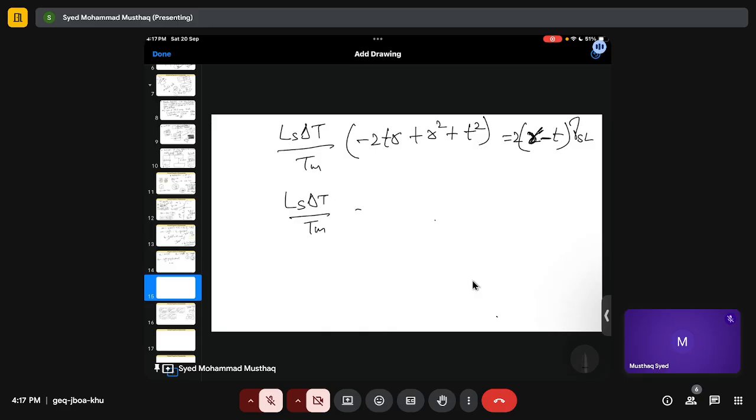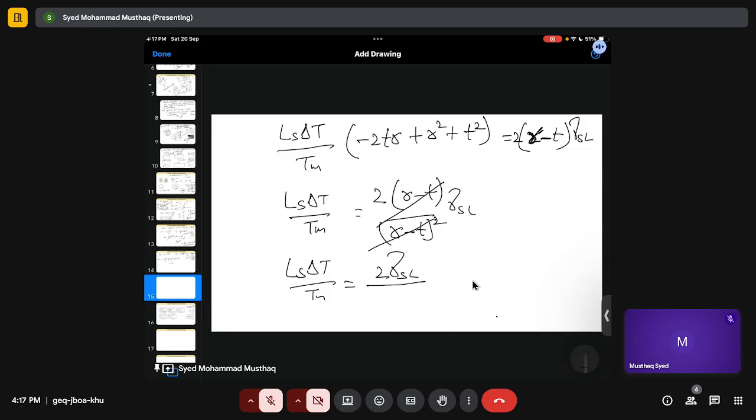How does this look? This looks like T minus R minus T whole square. You can take anything. (T minus R) whole square and (R minus T) whole square will give you the same value because you have a square, right? It will not change anything. 2 (R minus T), and this is (R minus T) whole square. This comes so Tm, 2 gamma SL upon R minus T.